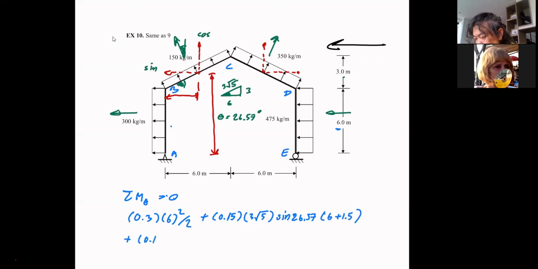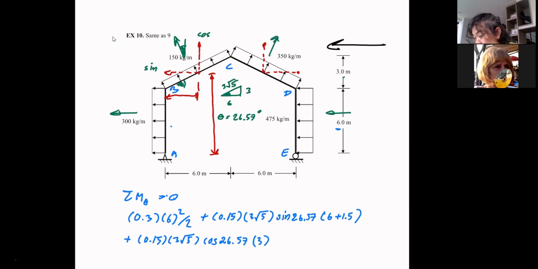So it's 0.15 multiplied by the length again, but this time it's cosine 26.57. Okay, and oops, there's no parentheses, and it's at the center. So the moment arm is now 3. That's the end of the second load.